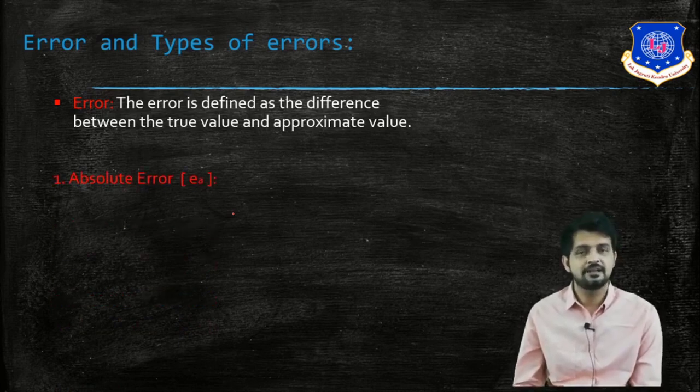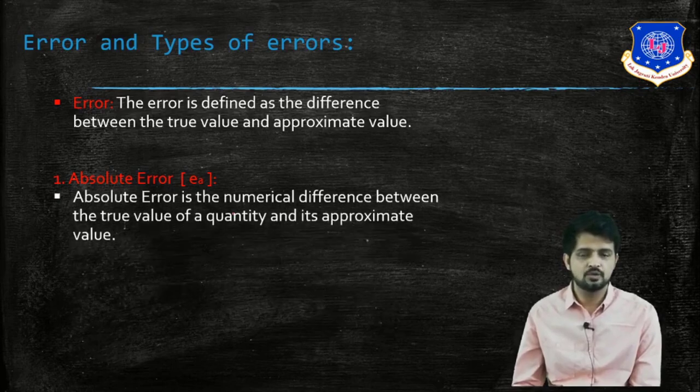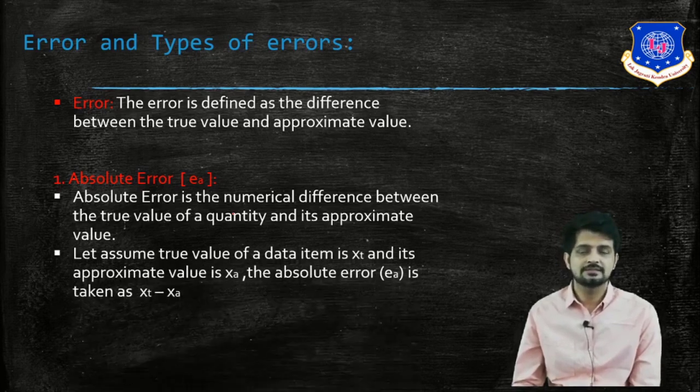There are basically 5 types of errors. The first one is absolute error, and it is denoted by EA. Okay, what is absolute error? Absolute error is a numerical difference between the true value of a quantity and its approximate value. Let us consider the true value as xt and the approximate value as xa. So EA can be given as xt minus xa. We have to take the magnitude of this because we want absolute value, right? So EA is equal to |xt minus xa|. This is known as absolute error.